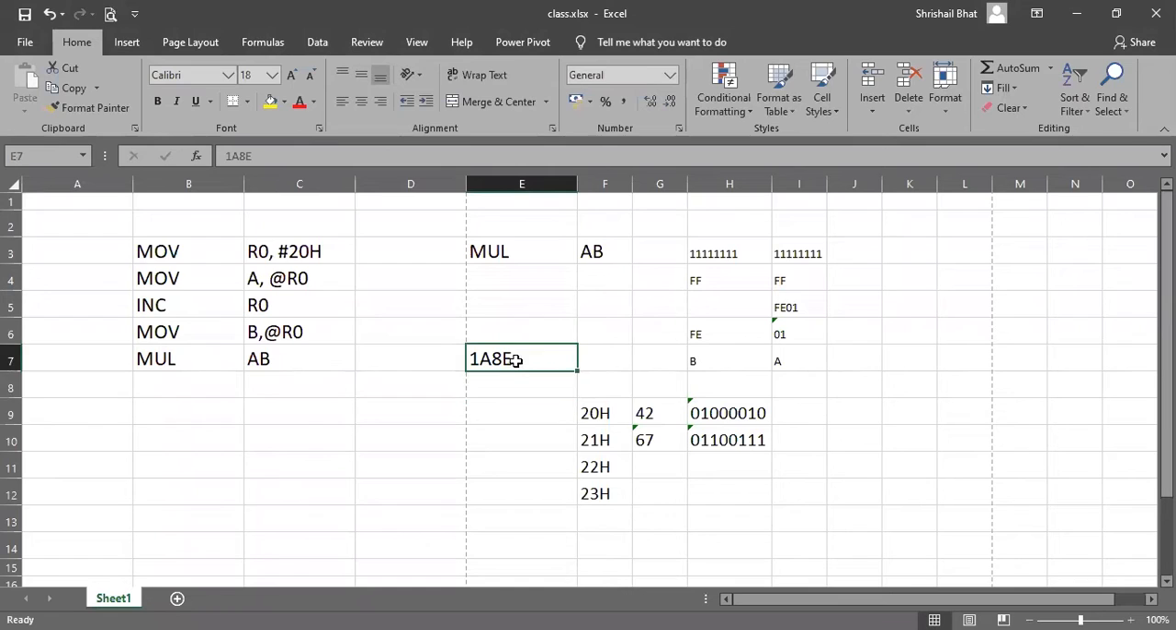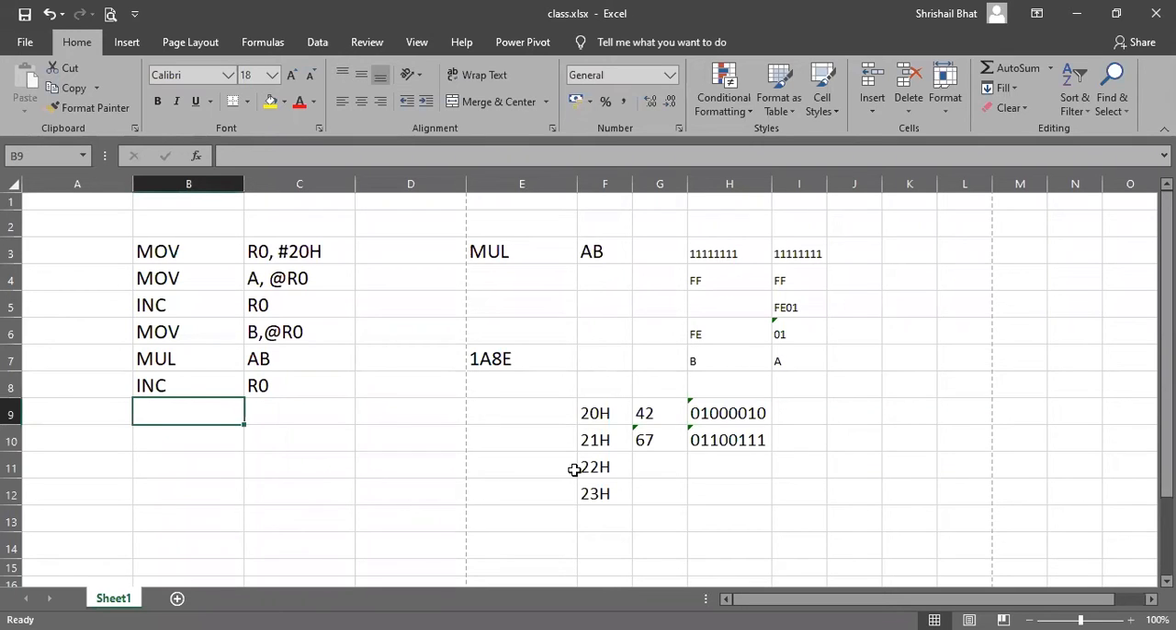In 1A8E, 8E will be the lower byte that will be stored in A. So 8E is stored in A, 1A is stored in B. Now from A, I have to copy that to 22H. This is the destination where I have to store the result. So the contents of register A have to be copied into 22H. Now my R0 is pointing at 21. I have to make R0 point to the next memory location, that is 22. So I have to increment R0 again. Now my R0 is pointing to 22.